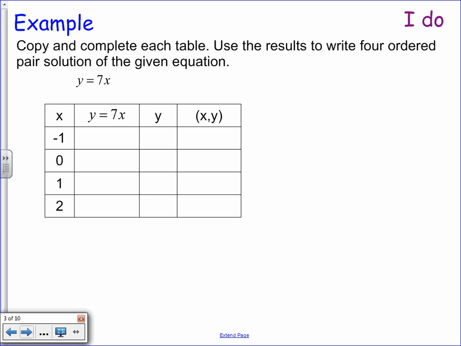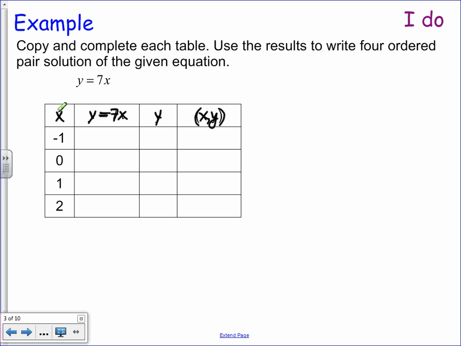Okay? All right, for our first example, you have to copy and complete the table. Use the results to write 4 ordered pair solutions of the given equation. So first of all, not every time you're going to be given a table like this, but this is the kind of table that you'll want to set up. So you'll have x in this column, you'll have y in this column, and then in between the two, you'll have your equation, y equals 7x. And then your last final column will be the ordered pair x, y.